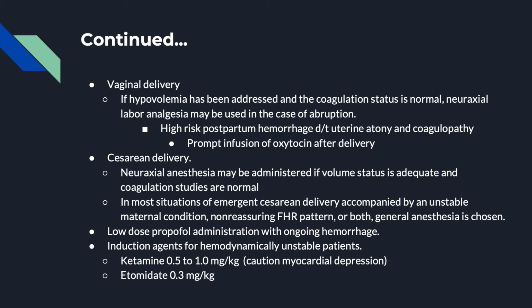For cesarean delivery, neuraxial anesthesia may be administered if volume status is adequate and the coagulation studies are normal. In most situations of emergent cesarean delivery accompanied by an unstable maternal condition, non-reassuring fetal heart rate pattern, or both, general anesthesia is chosen. Use low-dose propofol with ongoing hemorrhage. Induction agents for hemodynamically unstable patients: you could use ketamine 0.5 to 1 milligram per kilogram and etomidate 0.3 milligrams per kilogram.